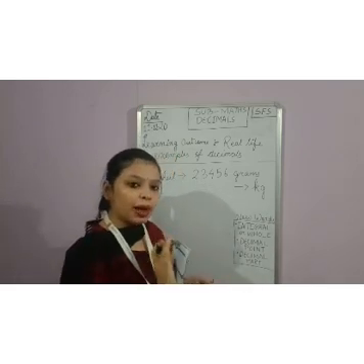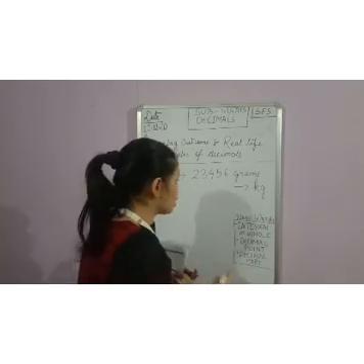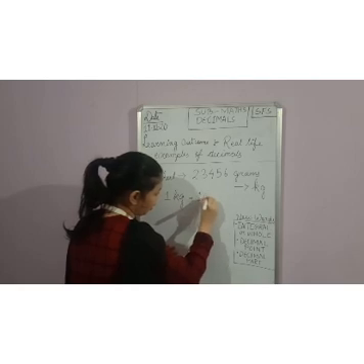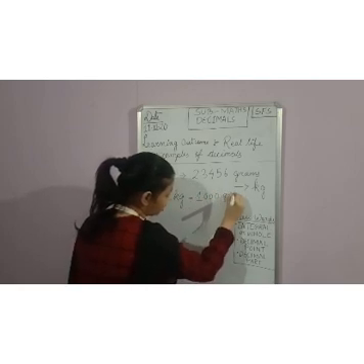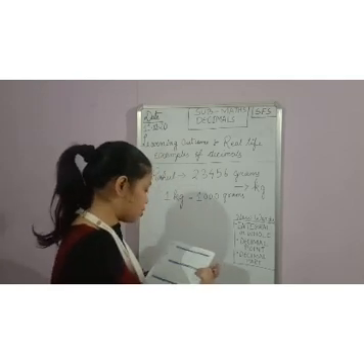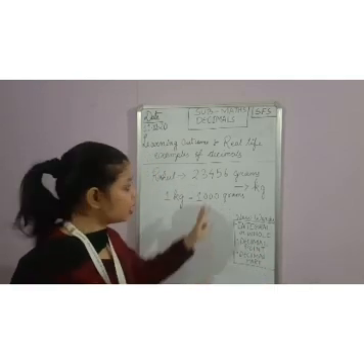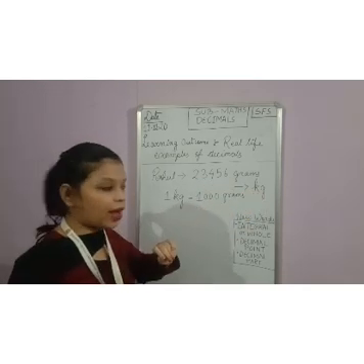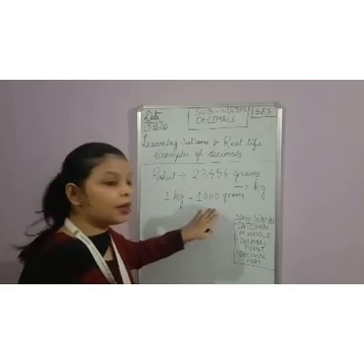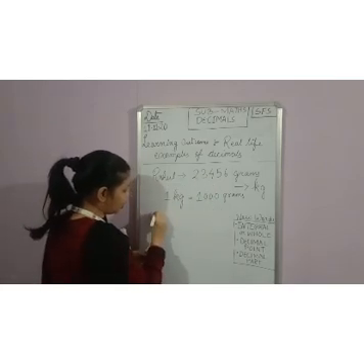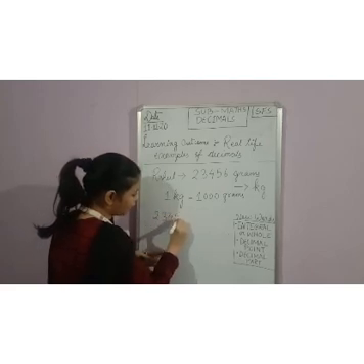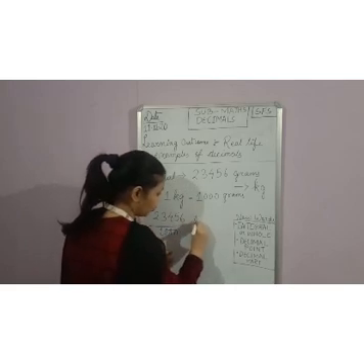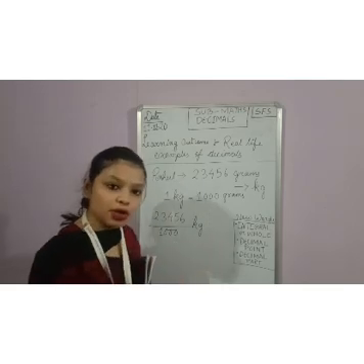So to convert gram into kilogram, we must know the value. We know 1 kg is equal to 1000 grams. Now when we have to convert grams into kilograms, we have to divide this number by 1000. So what do I have here? I have 23456 grams. I'll divide the number by 1000 so that we can express it in kg, in terms of kilogram.